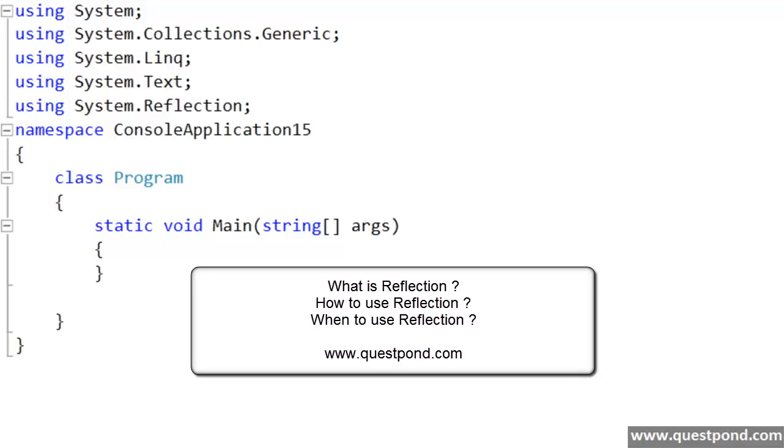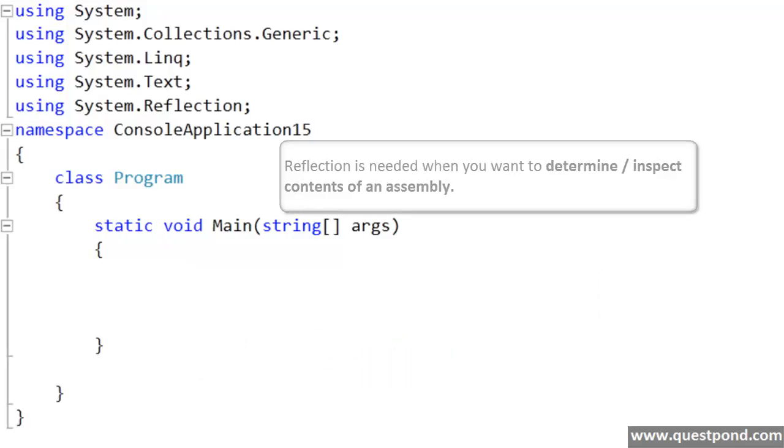In this video, we'll try to understand what reflection is in C#, how to implement reflection, and why we need reflection. So let us first try to define reflection. Reflection helps you to inspect the content of an assembly. Content means metadata of an assembly, like what the methods in that assembly are, what the properties are, and whether they are public, private, etc.